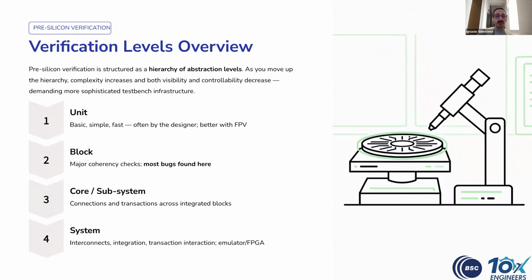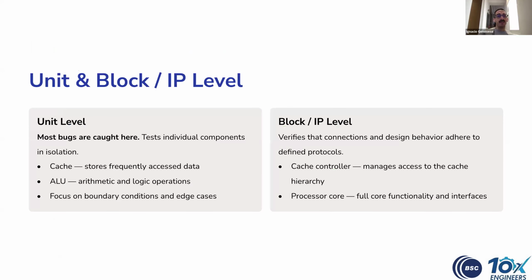We need to invest a lot at unit level, where finding the bugs is cheapest, and scale up as integration is validated. Let's dig into these levels a little more. So as we mentioned, in unit level, we test individual components in isolation, a cache, an ALU, a register file, each one with its own test bench. We focus on boundary conditions and edge cases. For example, if an ALU handles an overflow correctly, or if a cache evicts a line when it's full.